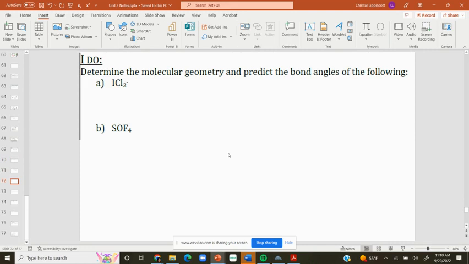All right. So see if you can determine the molecular geometry and predict the bond angles of these guys. Have we done this already? No, this is new.